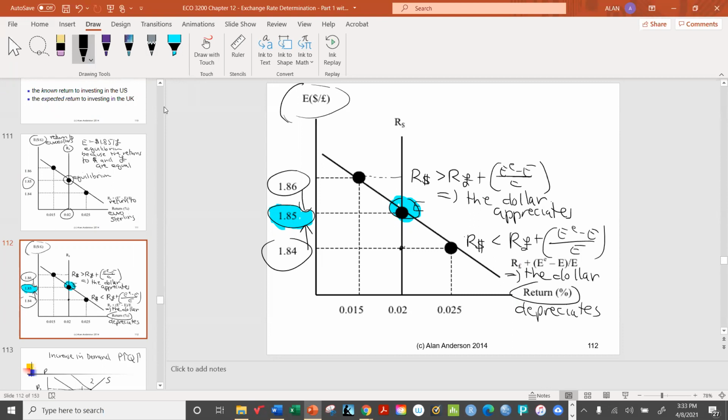Okay, that's what we're aiming for. And so just like with traditional supply and demand curves, there's an automatic tendency to be in equilibrium. If we're not in equilibrium, adjustments will take place until we find ourselves back in equilibrium.